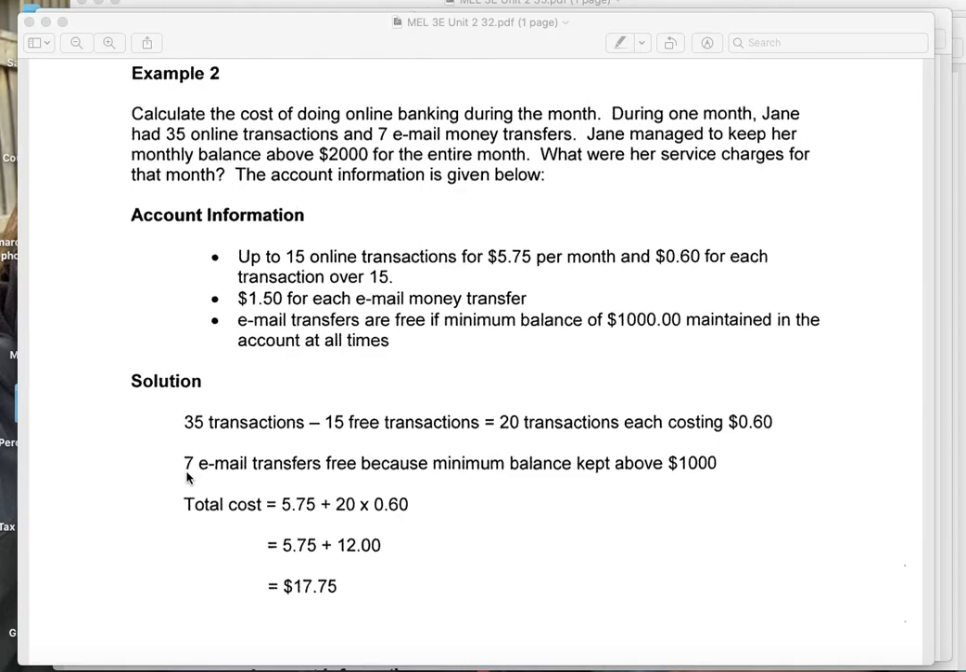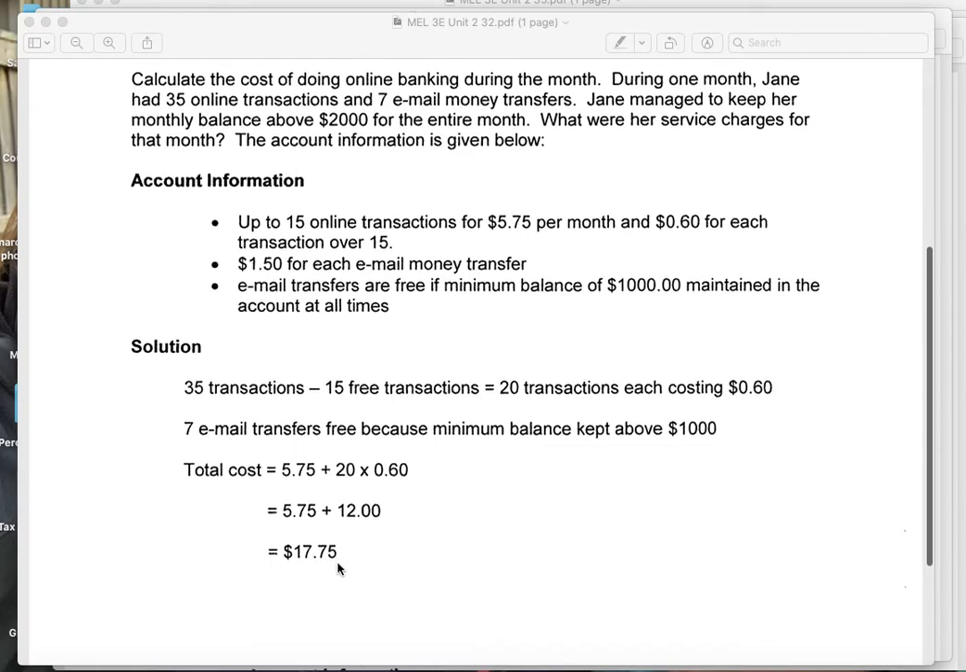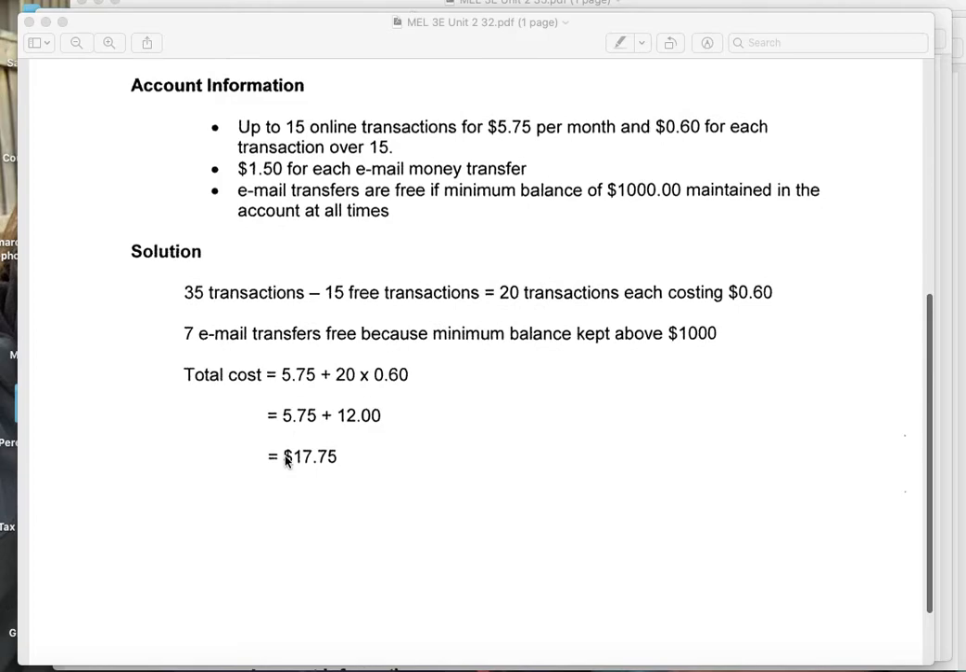So the total cost is this $5.75 for the 15 transactions, and then we're going to add the 20 times 60 cents for the extra 20 online transactions. You have to do the multiplication first. We talked about order of operations a few lessons ago. So 20 times 60 is 12, and then you're going to add that to the original $5.75 for the transaction. So Jane's fees are $17.75.